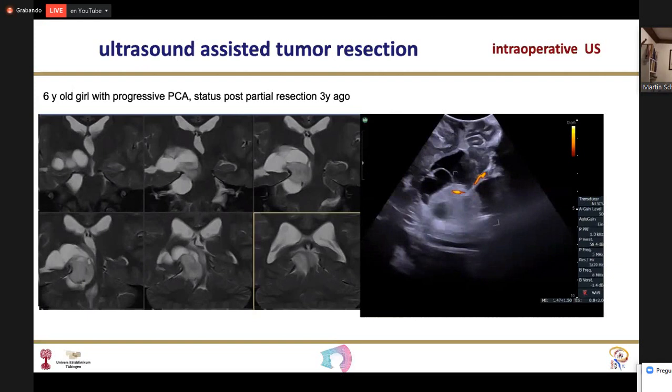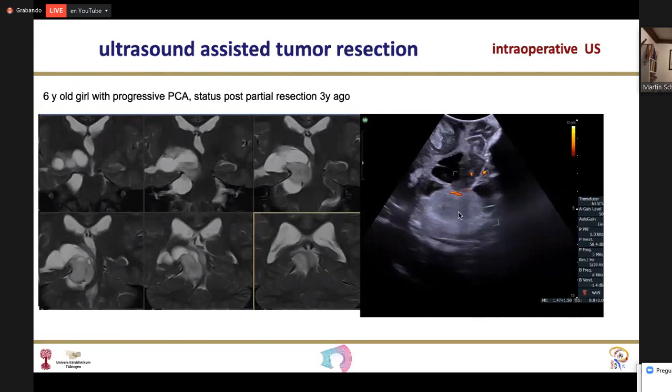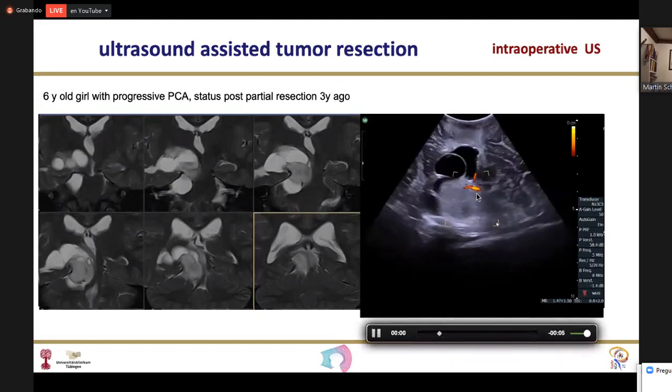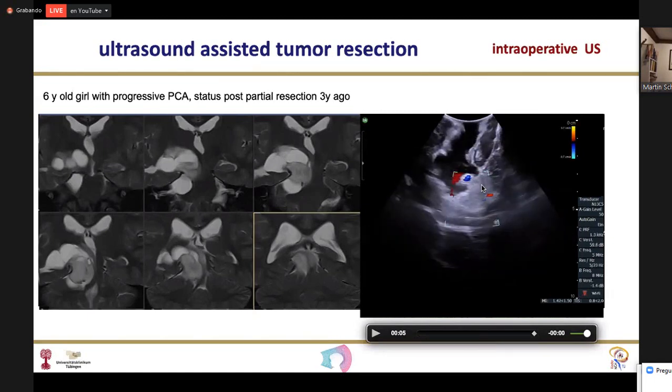This is the ultrasound prior to surgery. We see the tentorium here, we see the vessels, we briefly saw the PCA here, and here we see the posterior cerebral artery, which is inside the tumor alongside the tentorium. These are the different cysts of the tumor. This is after some kind of resection. We see the pulsating posterior cerebral artery inside the tumor. Down here, we see the superior cerebellar artery.